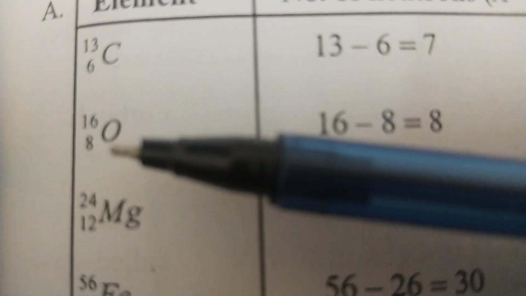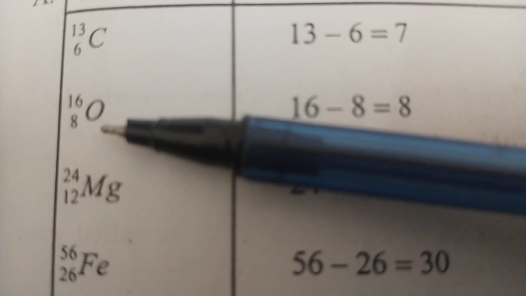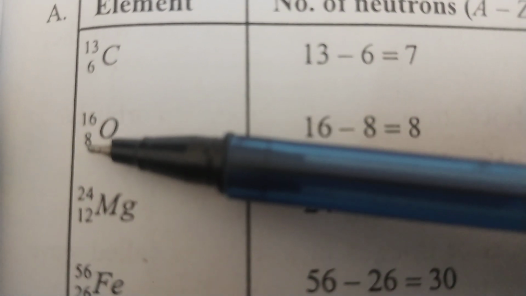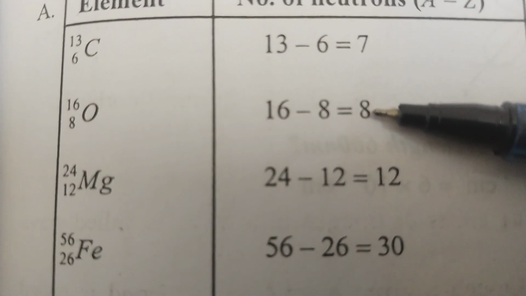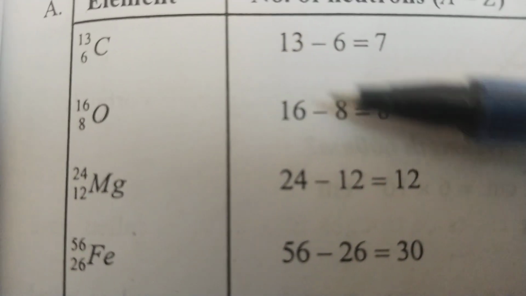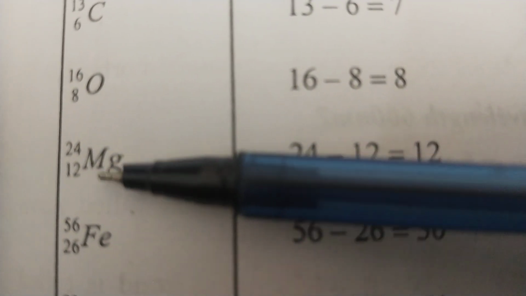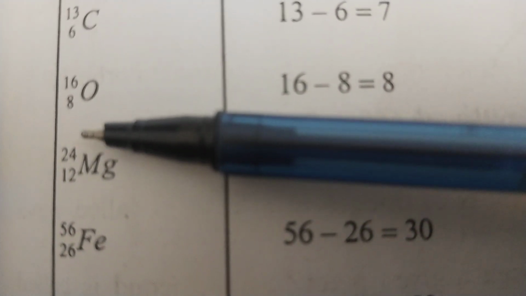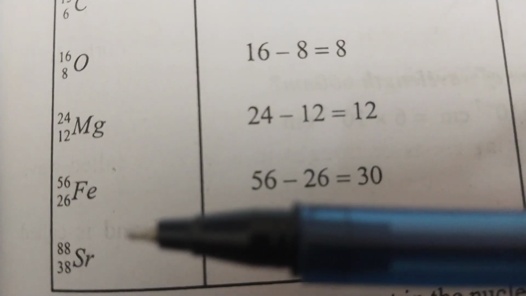Oxygen-16, here 8 is Z. Z means atomic number. Atomic number means number of electrons 8, number of protons 8, neutrons A minus Z. A is equal to 16, Z is equal to 8. 16 minus 8, that is equal to 8, is the right answer. Number of neutrons is A minus Z. Magnesium, atomic number 12, means number of protons 12, number of electrons 12. Neutrons A minus Z, 24 minus 12, that is equal to 12, is the right answer.